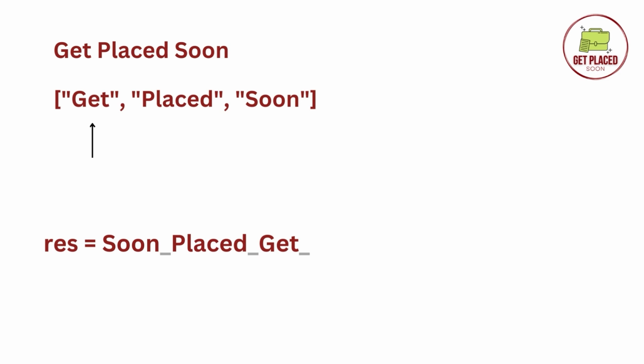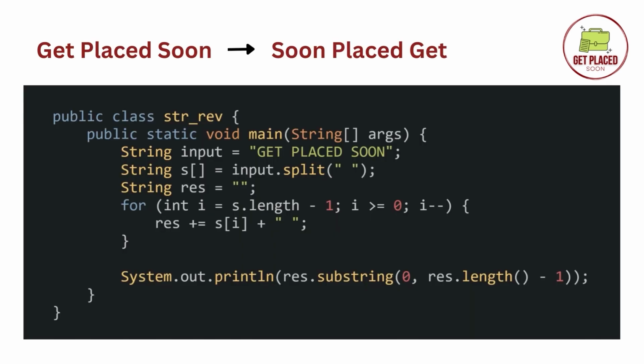Now i reached 0, right? So the loop is done. Now what do we do? We remove this extra space at the end. Now the loop completes. So get placed soon becomes soon placed get. Now let's see how to write this in code.